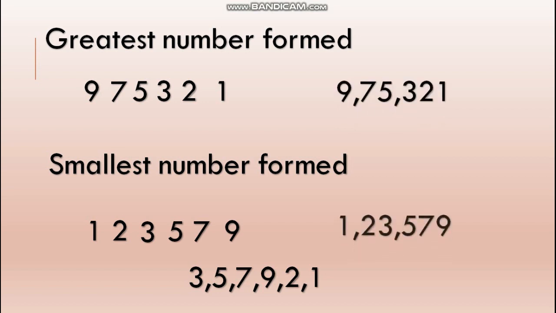Hope you have understood this. And we have to then put the commas and write the number properly. So when we make the greatest number, we arrange the digits in descending order, and when we have to make the smallest number, we arrange the digits in ascending order.